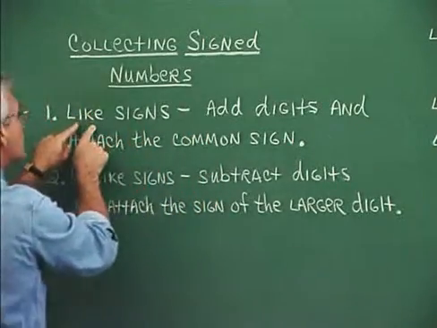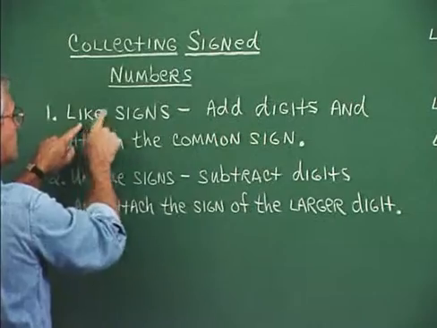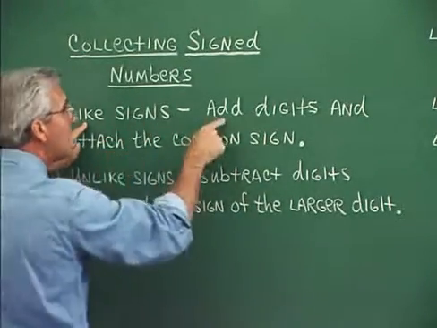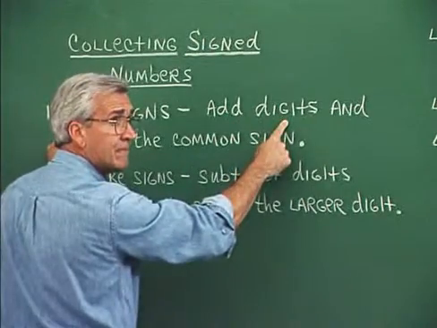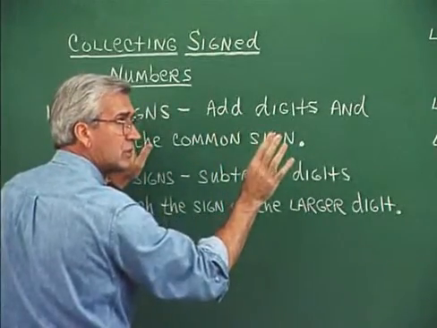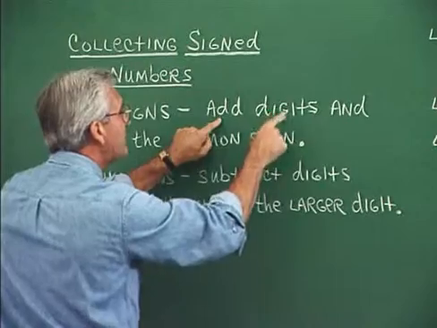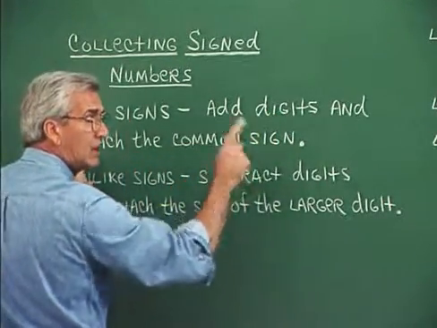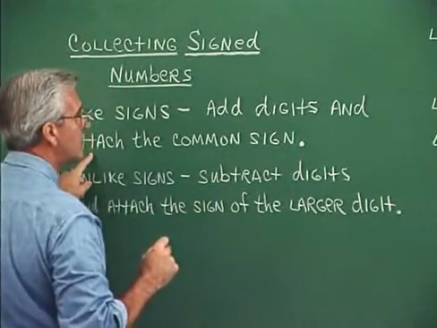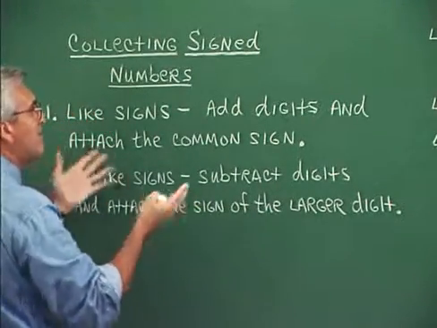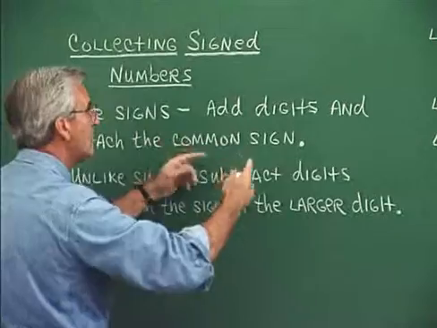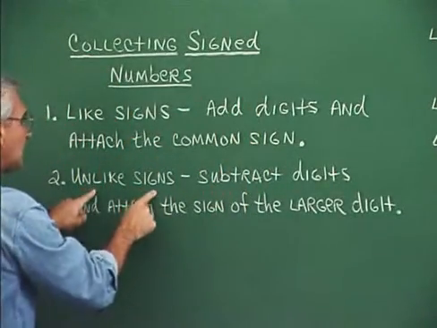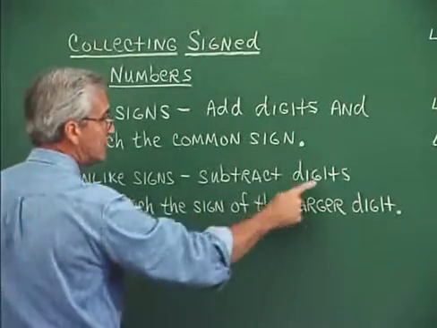Okay, so when the numbers have like signs, when the signs are the same, either both positive or both negative, then we add the digits. You see, we disassociate ourselves from the sign for a moment, and we add the digits, and then we attach that common sign. Now, I'll show you plenty of examples in just a few minutes, but that's all there is to it. If both signs are positive or both signs are negative, then add the digits and attach the common sign. Now, when we have unlike signs, we subtract digits.